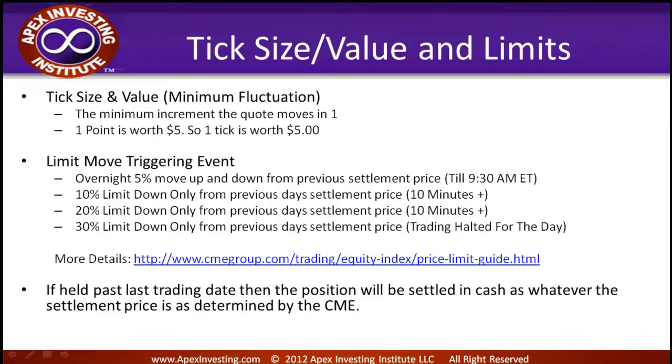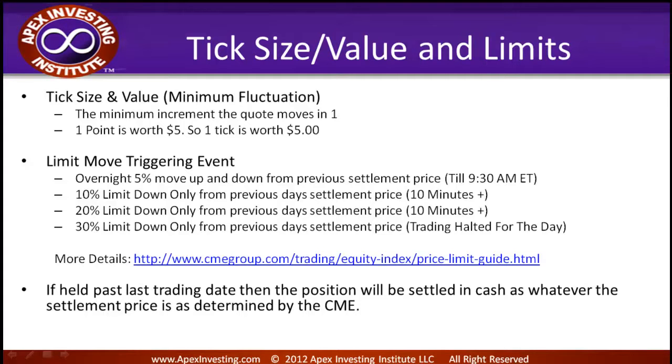Now, one thing that's really important that you understand when trading futures is limit moves. If overnight there is a 5% up or down move from the previous day's settlement price, then the market will be closed till 9:30. If after the market's open there's a 10% limit down move from the previous day's settlement price, then it'll be closed for 10 minutes, a 20% move, another 10 minutes, and a 30% limit down move, then they'll actually halt it for the day. To find more information about that, simply go to the link on this page.